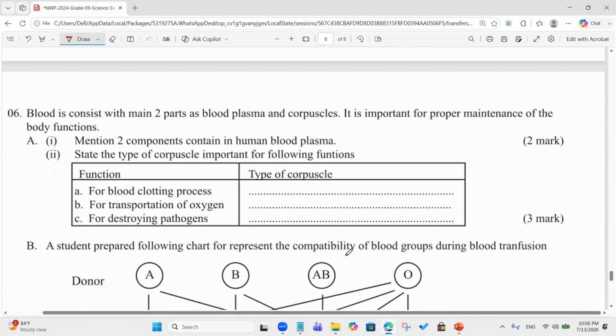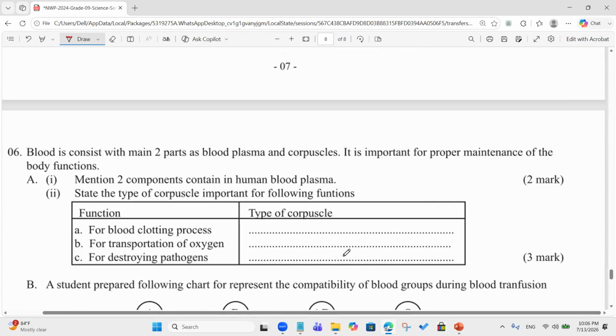Blood consists of two main parts, blood plasma and corpuscles. It's important for the proper maintenance of body functions. Mention two components contained in human blood plasma. What are the components? Water is one component. Can you tell me some other component? What is the main component in plasma? And it has nutrients, gases, right? So you can mention it. 2 marks.